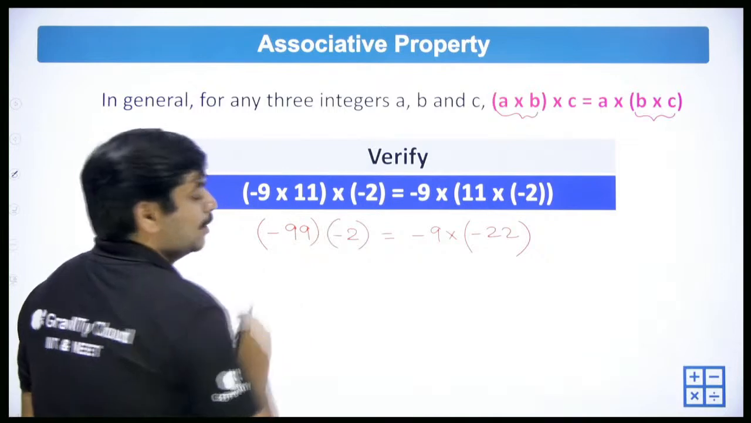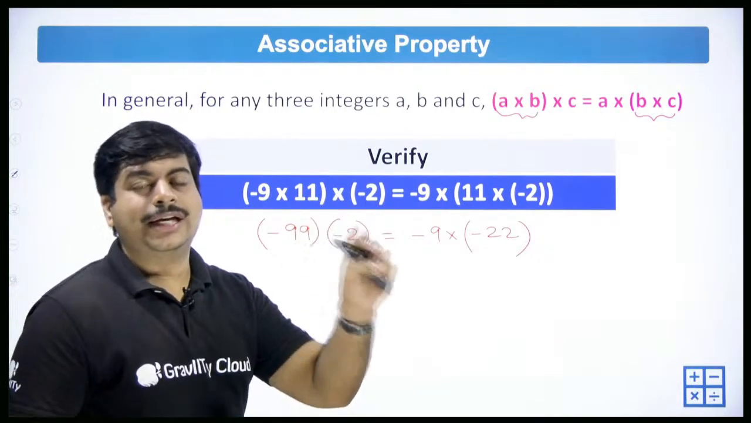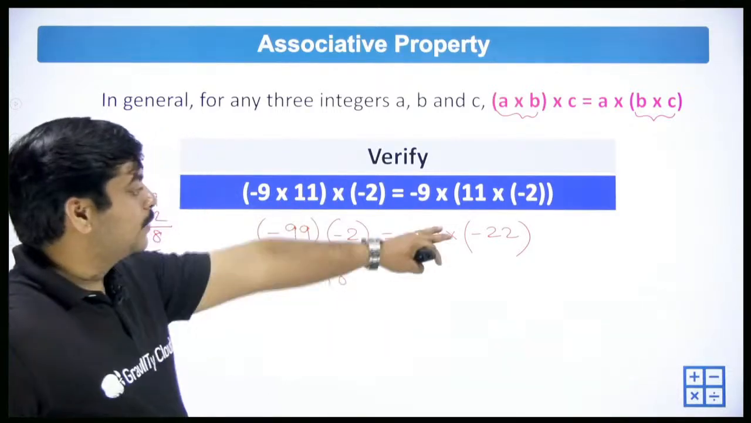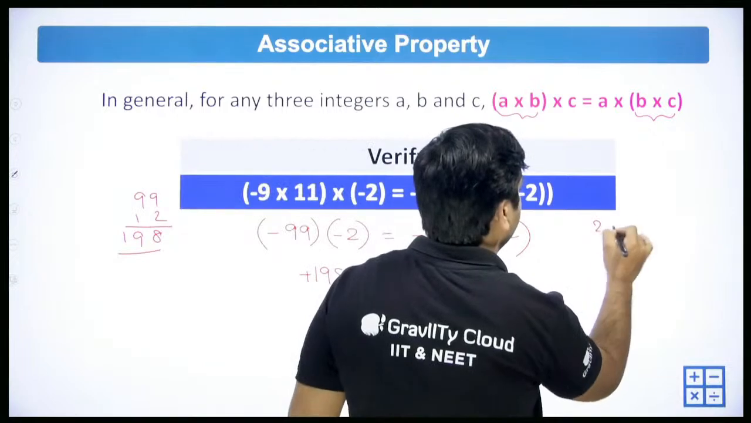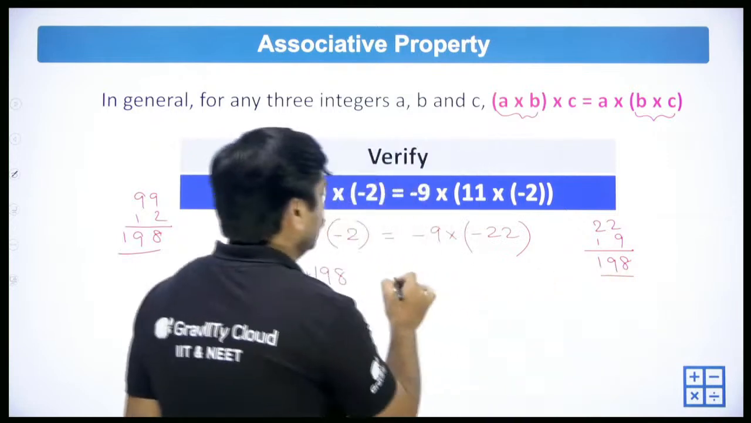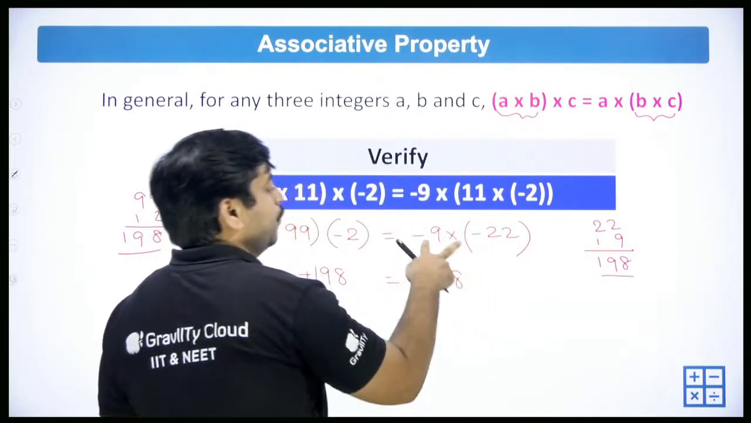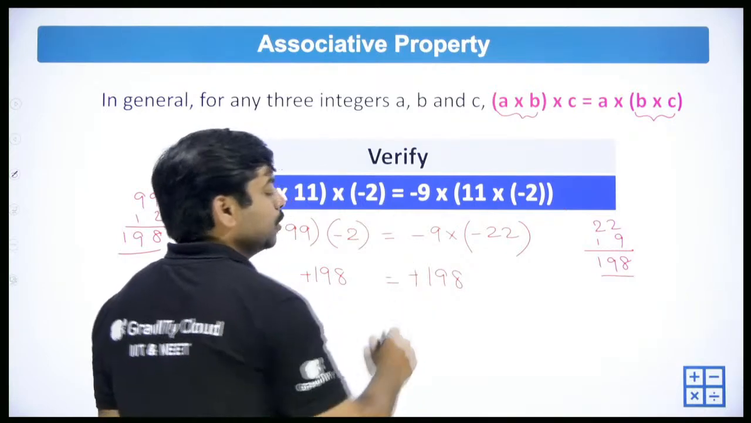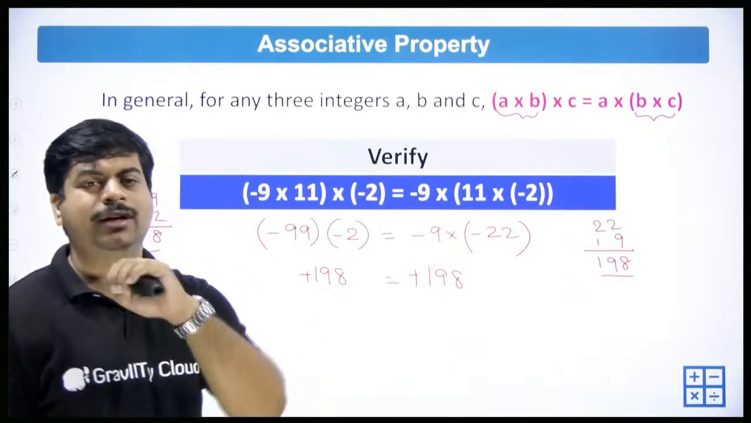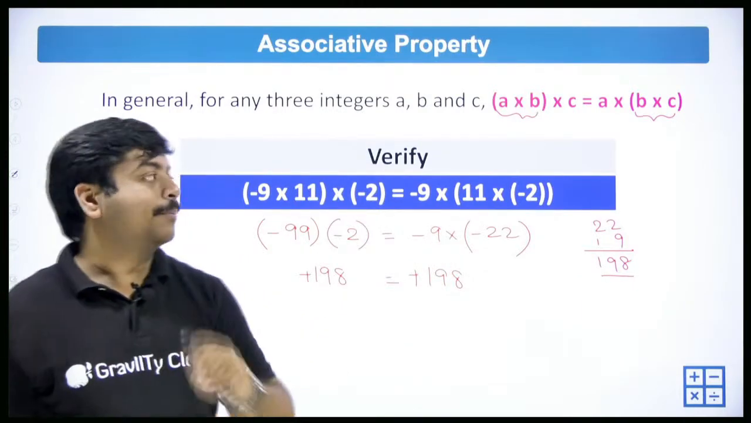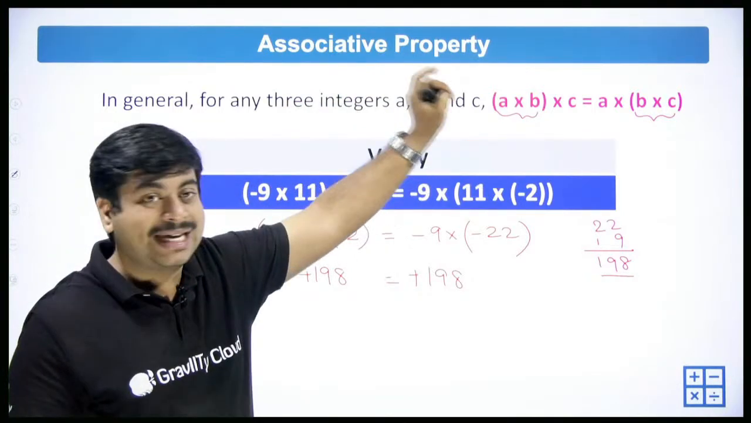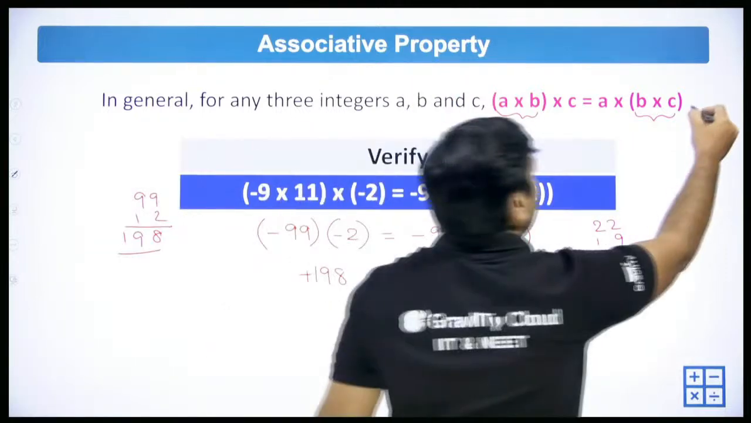Negative into negative is positive, so it becomes plus 198. And this one, minus 22 into minus 9: 22 into 9 is also 198, with negative into negative again positive. So these two are equal. Not only this example, you can take any numbers, positive, negative, zeros, every integer. So in the associative property, multiplication is valid. That relation is correct. We can multiply in any order.